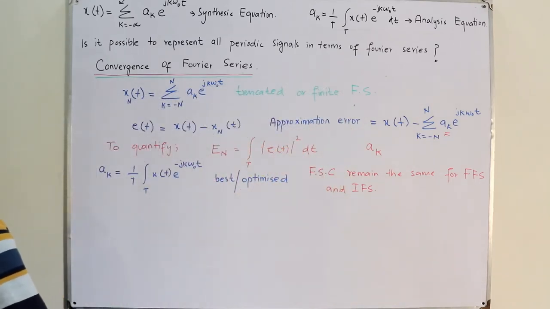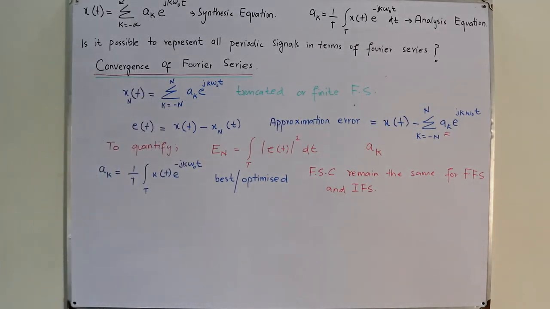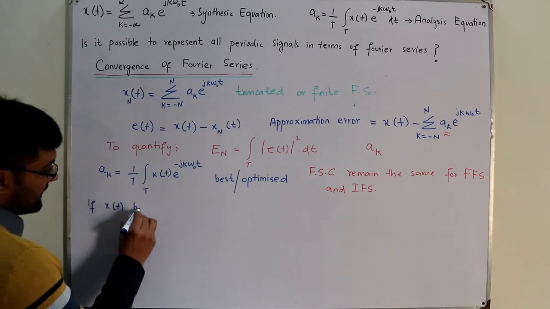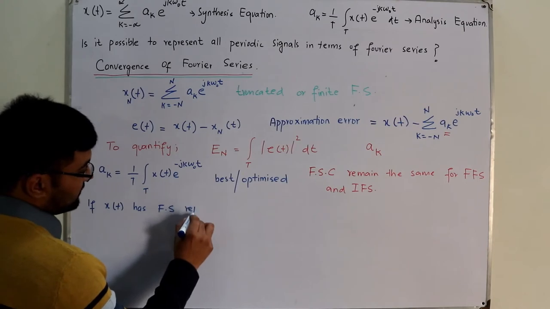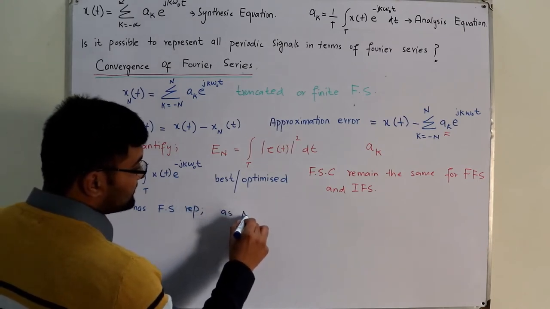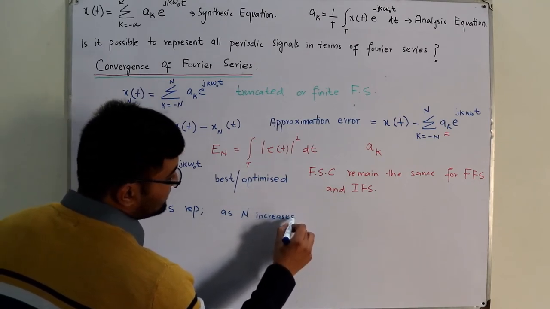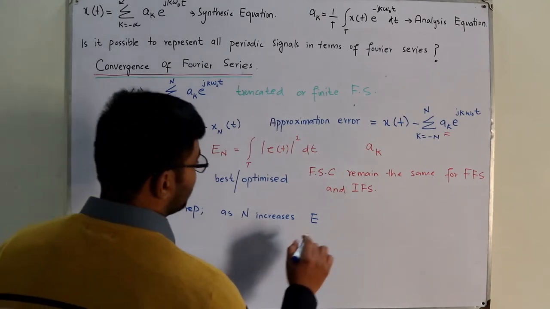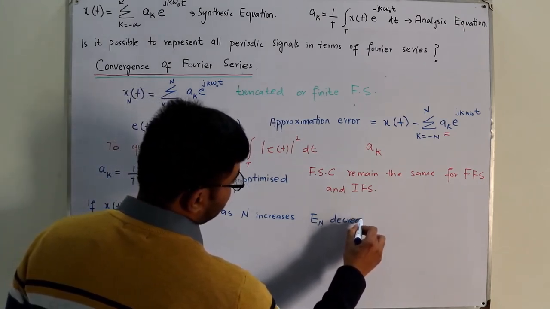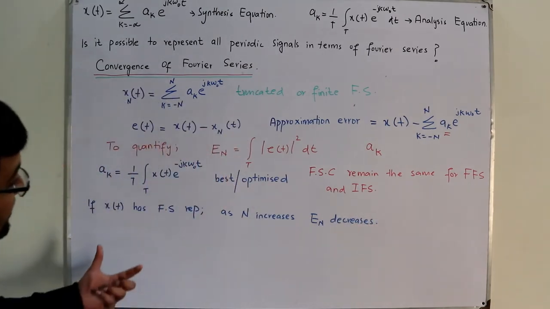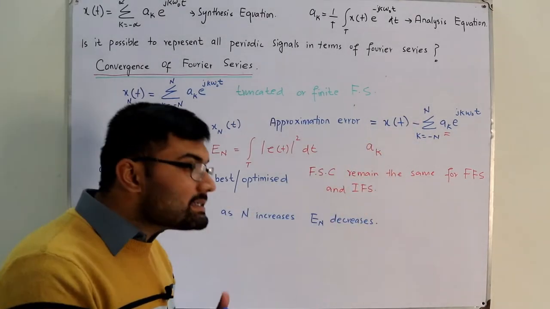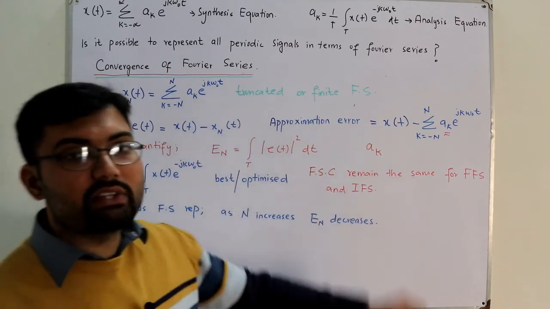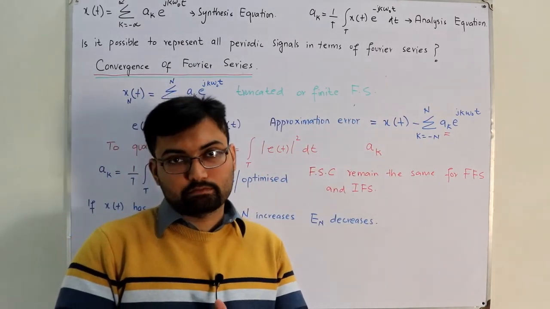Now, if x of t has a Fourier series representation, as n increases, e of t decreases. If x of t has a Fourier series representation, as n increases, what will happen? The error in the energy signal, e of n, would decrease. So this is the next point. As n increases, you would have a better approximation. The higher the value of n, the better your approximation. Isn't it like this? It is.